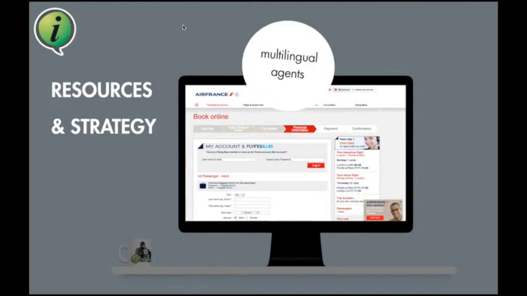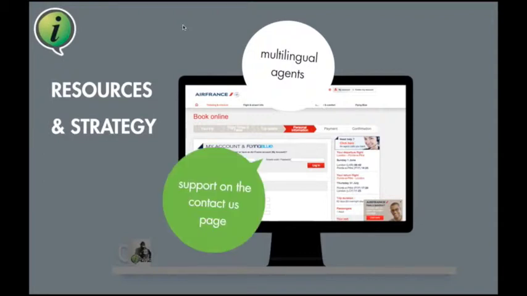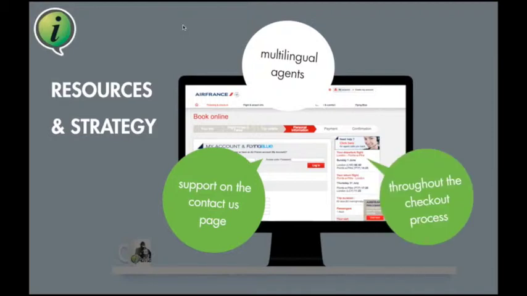They had obviously resources, which was a team of multilingual agents based in France and in the UK, chatting Monday to Friday, 8 hours a day. They also received a 1 hour training to the live chat solution to make sure that they optimize their usage of it. The strategy was to offer live chat support on the contact us page for customer support, but then also throughout the checkout process to help customers complete their online purchase.